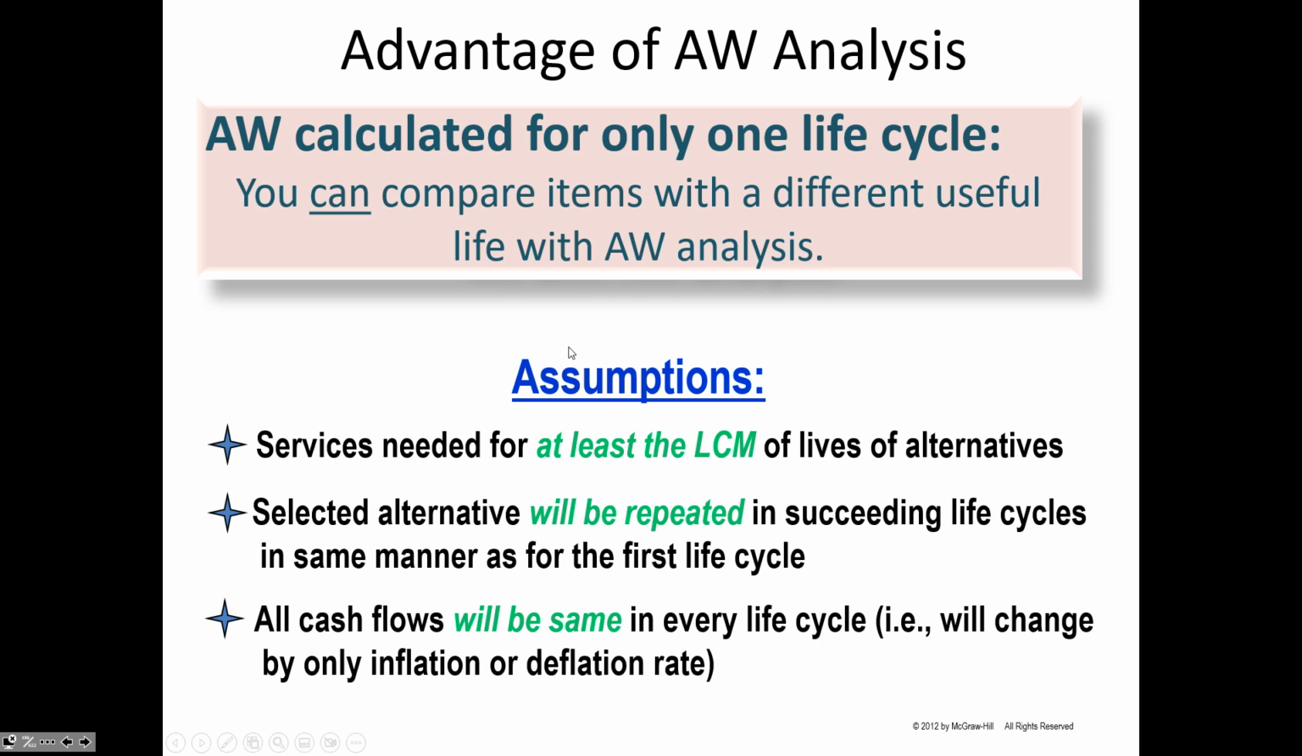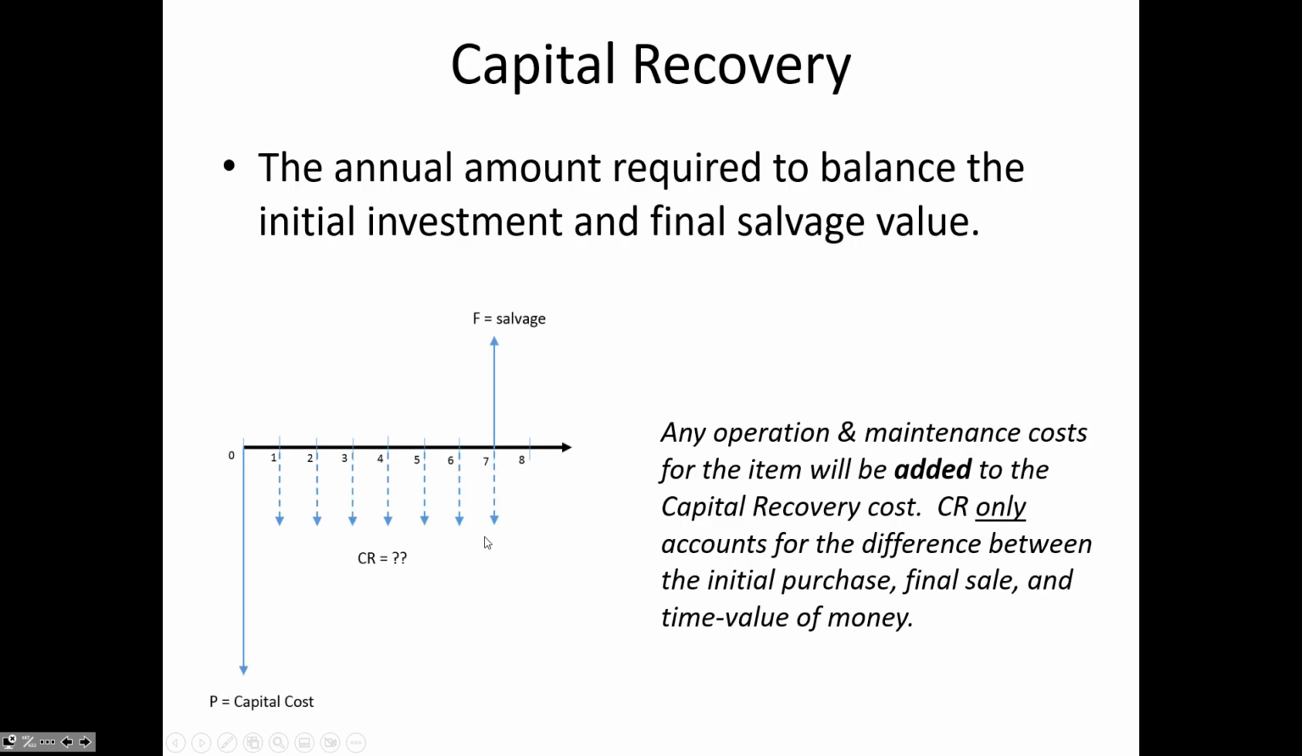Now, to do that though, if you have two options with different useful lives, because it's assuming repeatability, you have to make sure that the services are needed for the entirety of the study period. And it's assuming that the selected alternative is going to be repeated over multiple cycles, and the cash flows are the same through multiple cycles. So this is annual worth analysis. Analysis meaning that we're comparing alternatives.